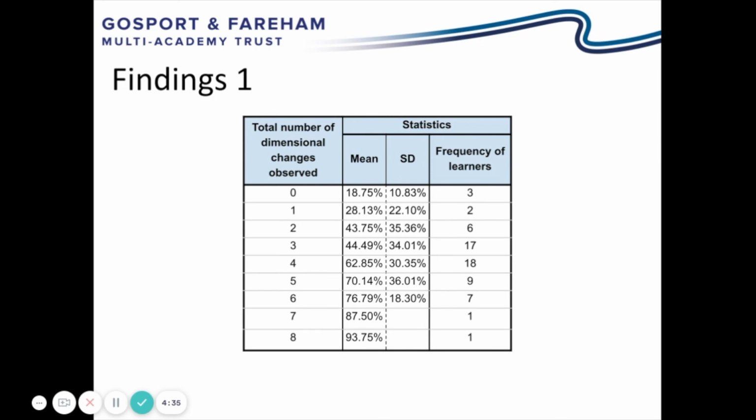Considering the findings on the slide, there appears to be a positive relationship between the number of dimensional changes and the mean percentage test score. This alludes to the idea that the more dimensional changes the learner can make, the better comprehension they have of the topic of fractions, as they achieve a higher percentage test score on average.